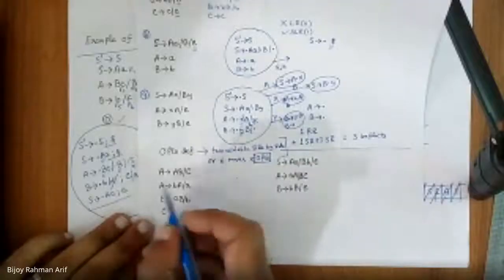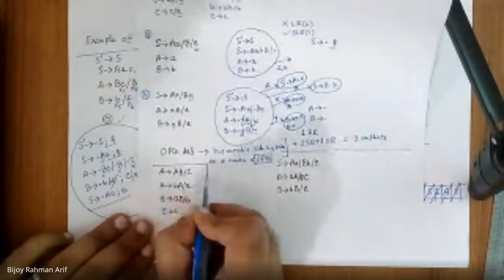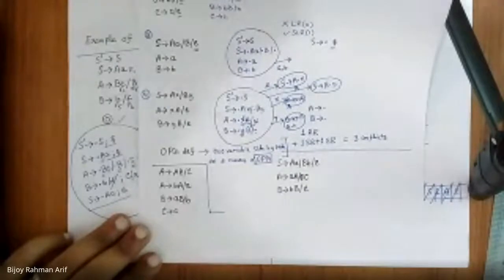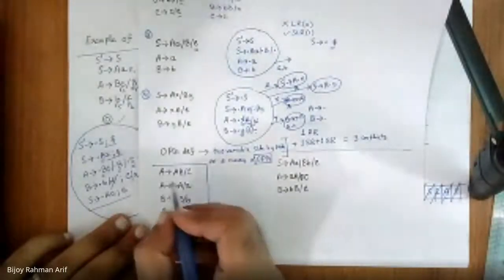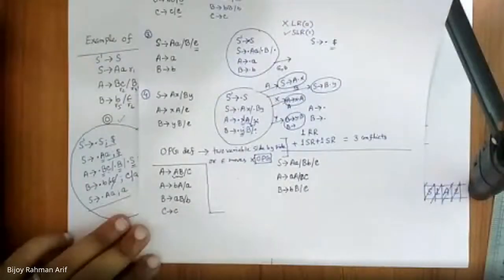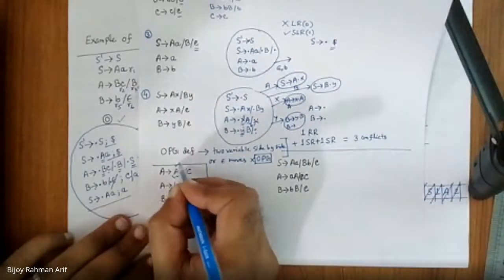Acha. How about this? You have to write this grammar as operator precedence grammar. So how can you do that? The main problem is here. Here two variables are side by side. Here two variables are side by side. Here two variables are side by side. So either I have to remove this A or B.